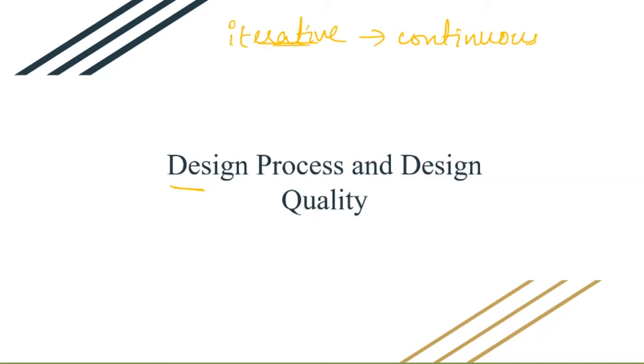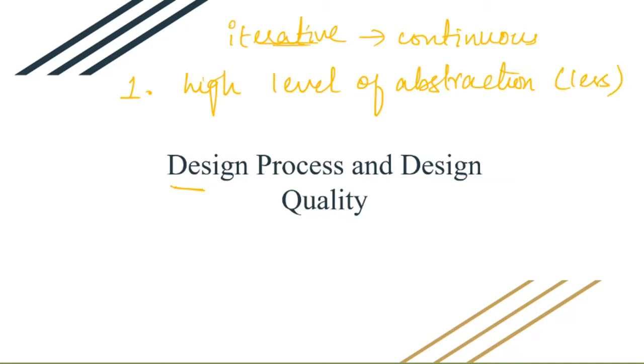Now, whenever you're designing, the first step of design is going to be at a higher level of abstraction. What do you mean by a high level of abstraction? High level of abstraction means that you're going to give less detail about the design that you're making. Now, as this iteration occurs, in multiple iterations, when this goes to the nth level, you're going to have a low level of abstraction. Low level of abstraction means you're going to give high detail of the design that you're making.